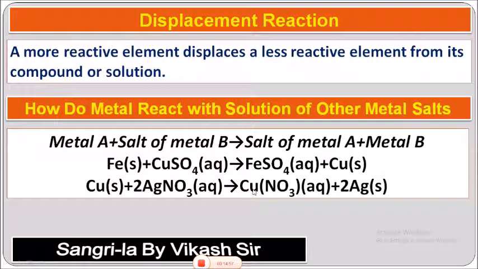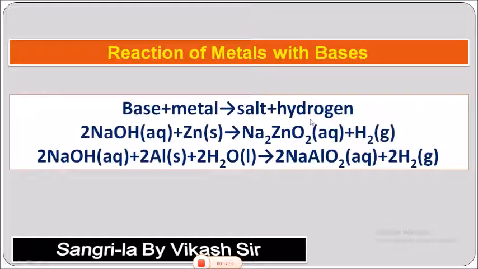Okay. Now reaction of metal with bases. You remember that when a base reacts with metal, it also forms salt and hydrogen. Here is an example: sodium hydroxide reacts with zinc and we get salt, okay, sodium zincate and hydrogen. Now the second example: sodium hydroxide reacts with aluminum and water and forms sodium aluminate plus hydrogen gas. So always remember, when a base reacts with metal, it forms salt and hydrogen.